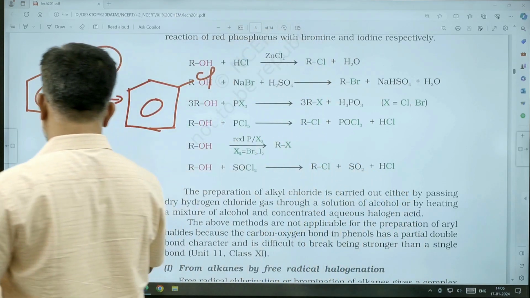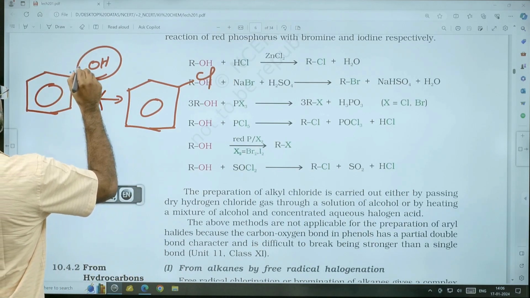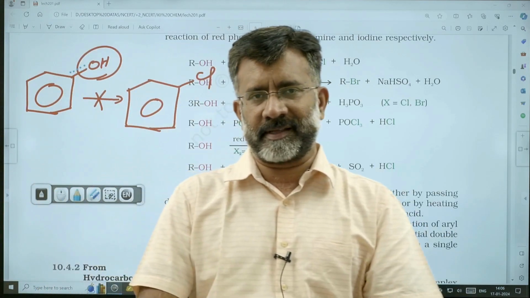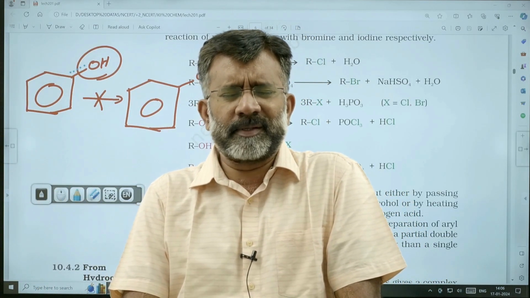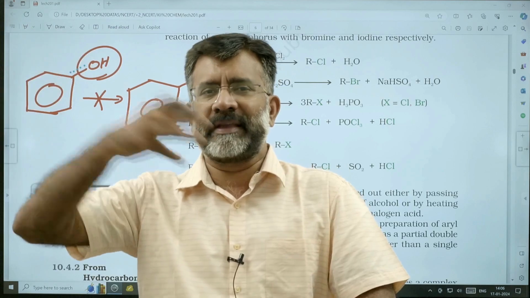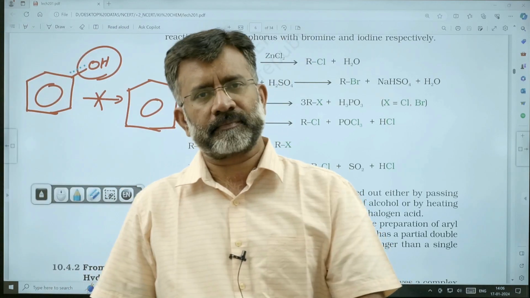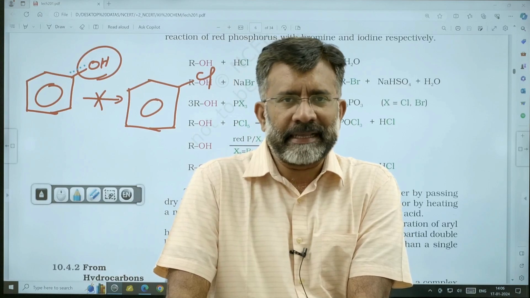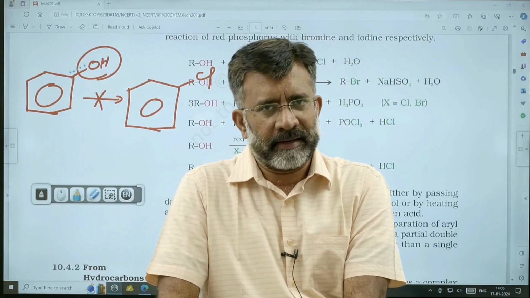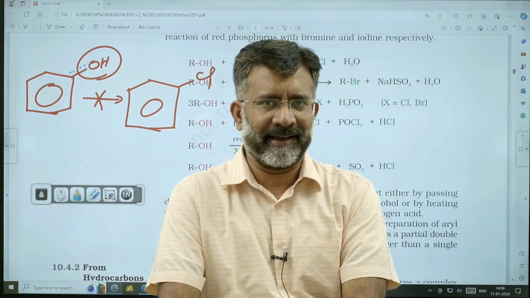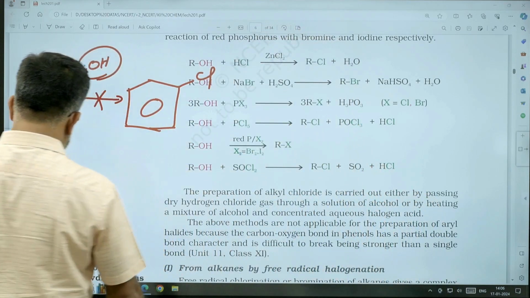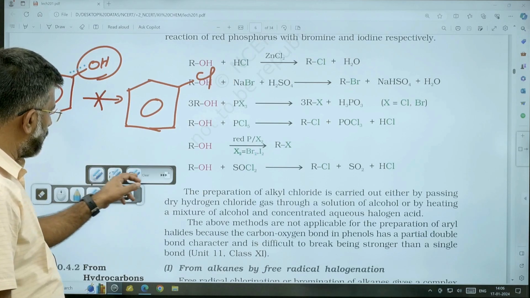It is not possible to have easy breaking of this bond because of partial double bond character; there are multiple reasons. One important reason is the partial double bond character between the carbon and the leaving atom, which makes that bond not easy to break. Here the carbon-oxygen bond cannot be broken comfortably and substituted with another halogen. That is the issue all of you may be aware of. Next is preparation from hydrocarbons.